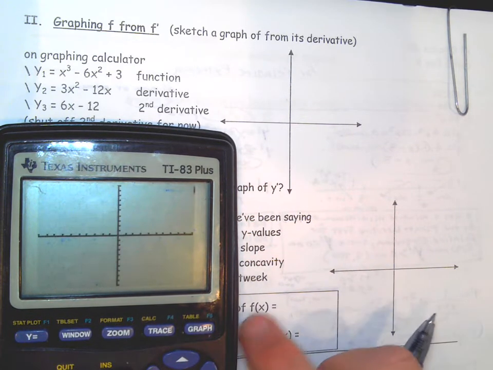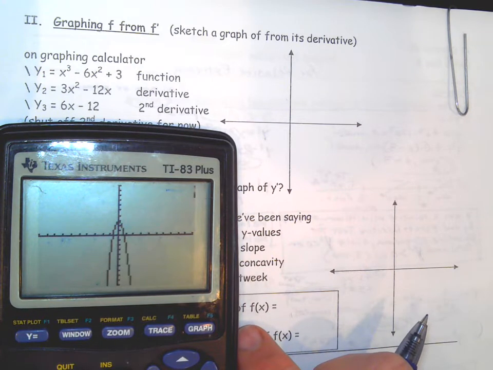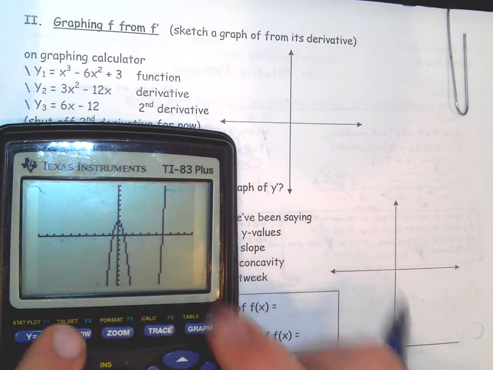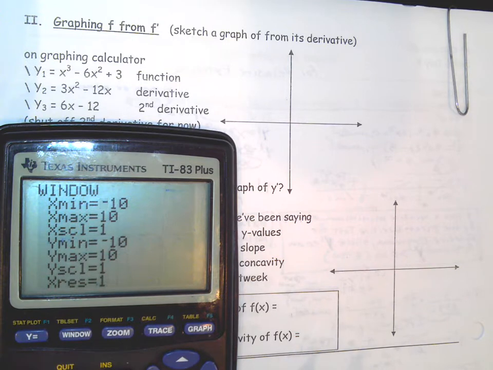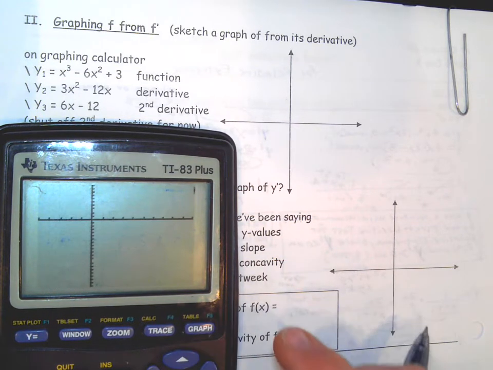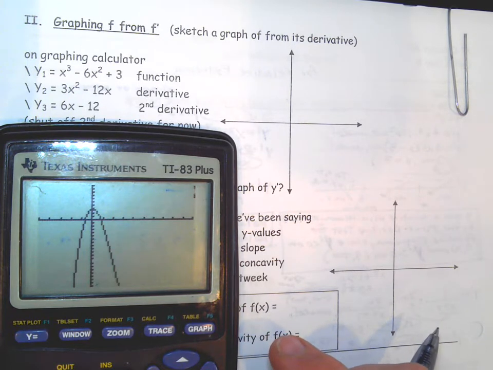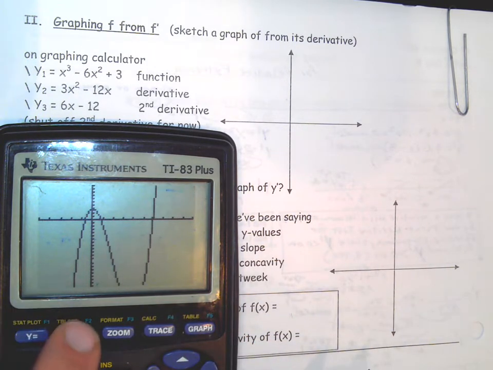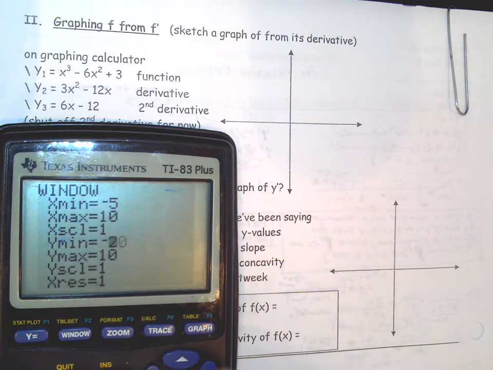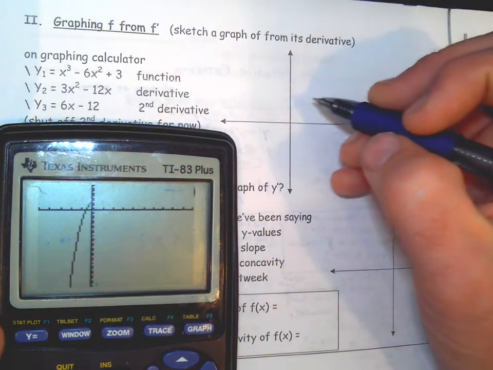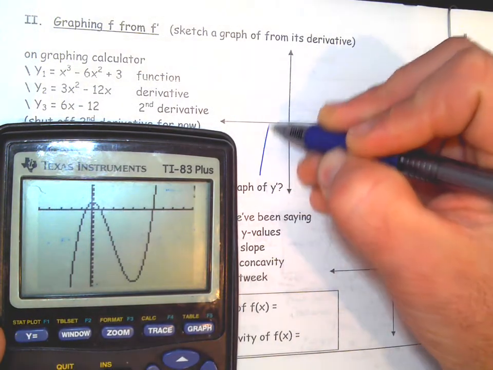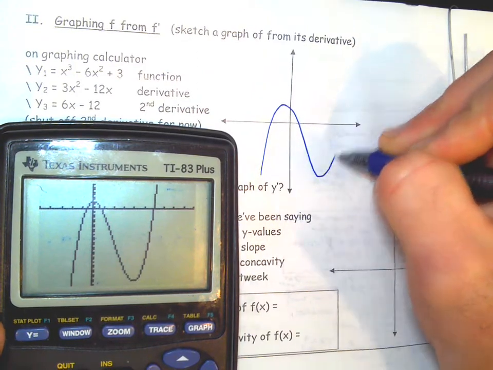Just try that quick. So here's the cubic. It might be nice to see what's down here. So in the window, I go negative 5, negative 20. So I'm changing my graph a little, maybe a little further down. Window, negative 30. So the graph kind of looks like this. That's the original function.